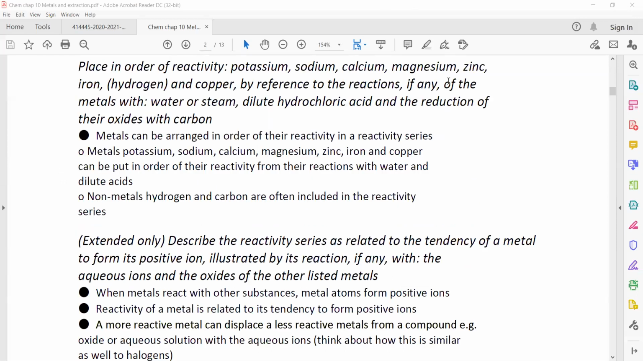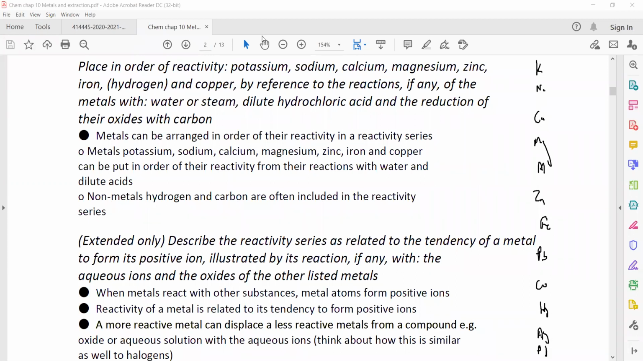Then place in order of reactivity potassium, sodium, calcium, magnesium, zinc. So metals can be arranged in order of the reactivity series. We have potassium, sodium, calcium, zinc, iron, copper, as we discussed the reactivity series. And non-metal hydrogen and carbon are often included in the reactivity series. So when we write the reactivity series, we have potassium, sodium, calcium, magnesium, aluminium, zinc, iron, lead, copper, mercury, silver, gold, and platinum will be there.